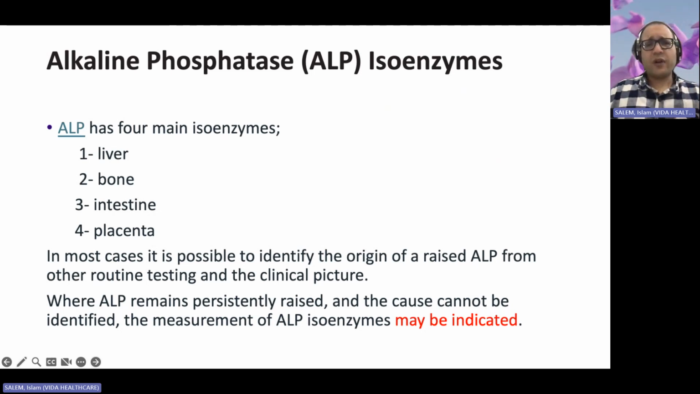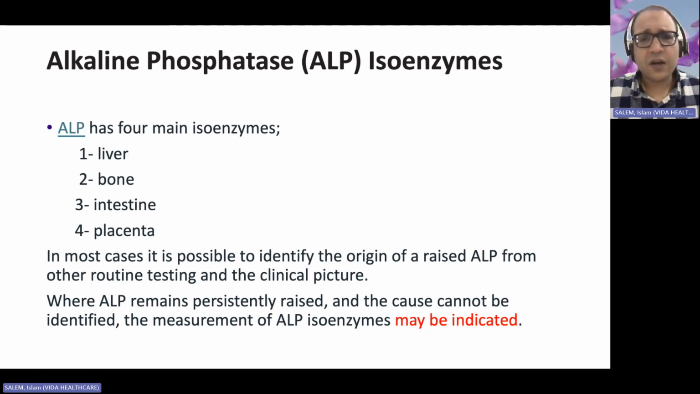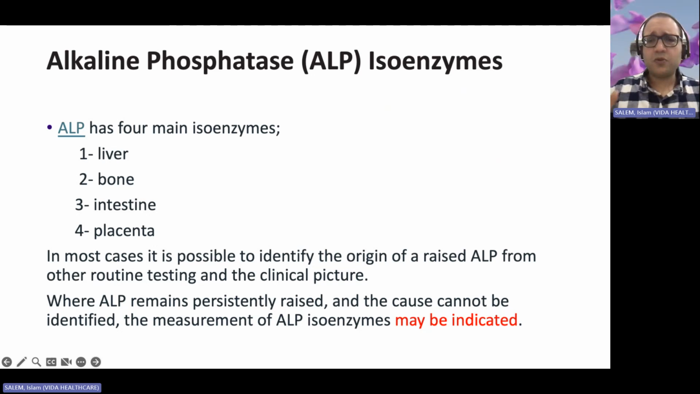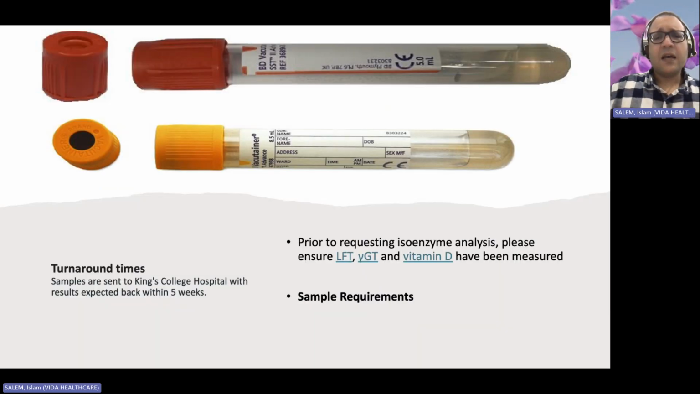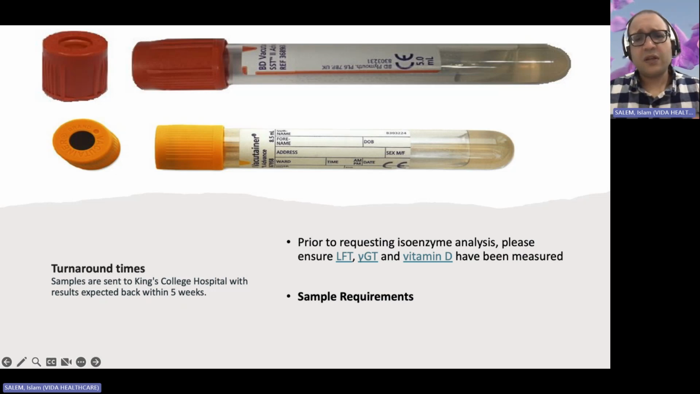Okay, so we have four isoenzymes: placental, intestinal, bone, and liver. Usually, according to the guidance, with a high alkaline phosphatase, you will be able to discriminate the cause just with the clinical vignette. However, if you need to do the blood test, the prerequisites are the normal investigations: vitamin D, GGT, and liver function test. The tube is either the yellow top tube or the golden top tube, okay? And then the turnaround time is 5 weeks, and it's only in King's College.